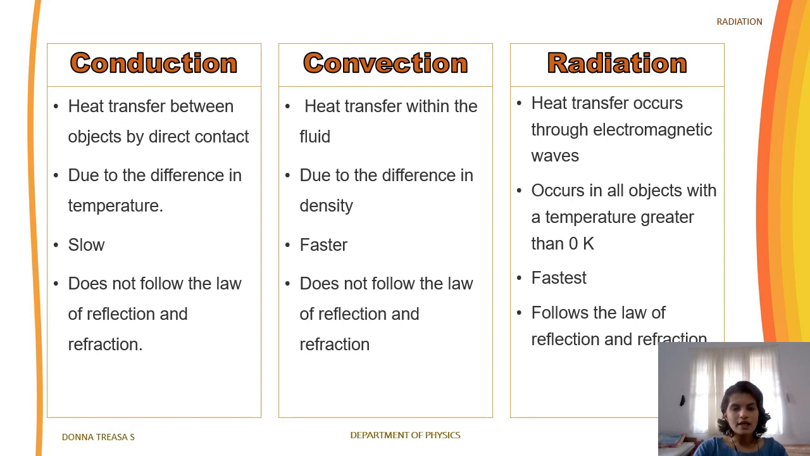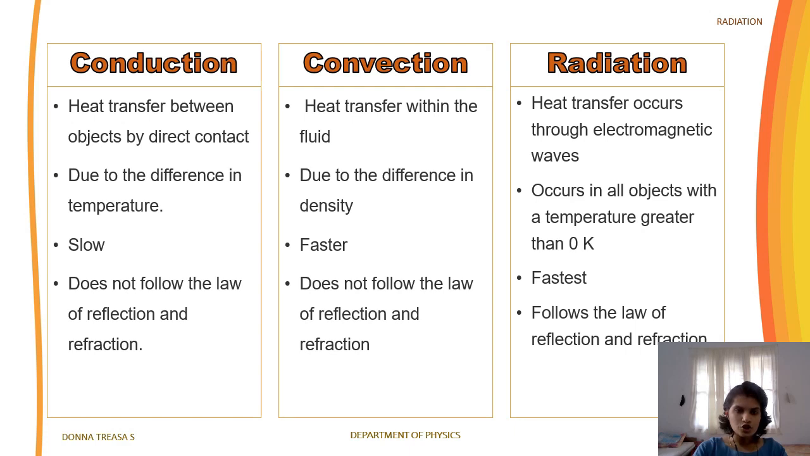We have learned all the three modes of heat transfer: conduction, convection and radiation. We shall look into the differences between all the three modes of heat transfer. First is conduction, second is convection and third is radiation. The first difference is that heat transfer in conduction is between objects by direct contact. In convection, heat transfer is within the fluid. In radiation, heat transfer occurs through electromagnetic waves. Second, conduction is due to the difference in temperature while convection is due to the difference in density. Radiation occurs in all objects with a temperature greater than absolute 0 Kelvin.